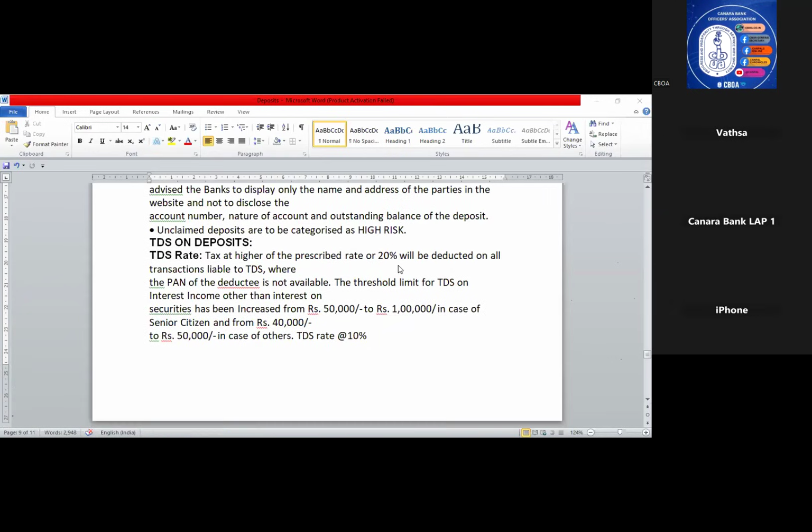Okay. Then TDS on deposits. You know that if the PAN is there, 10% will be deducted. If PAN is not there, 20% will be deducted. Now, as per the IT Act, the limit on interest income on deposits has been raised to 1 lakh for senior citizens and 50,000 in case of others.